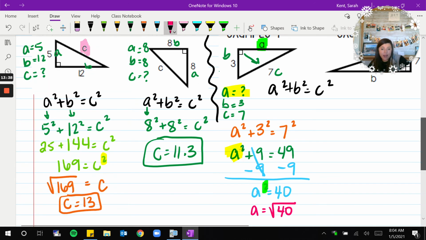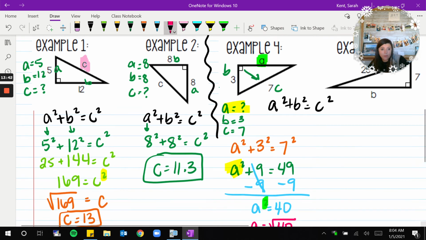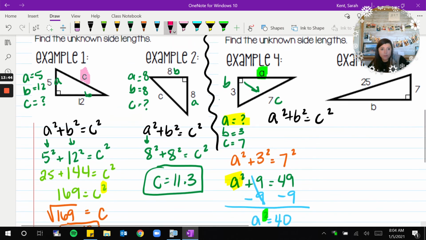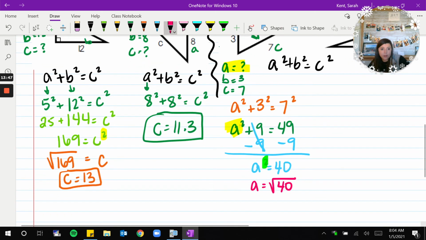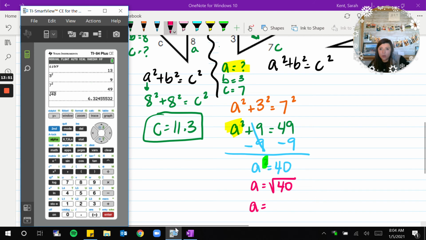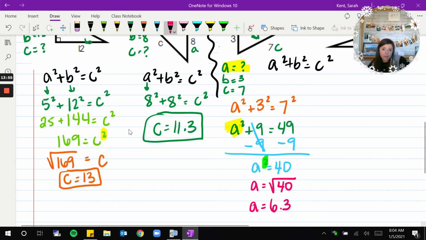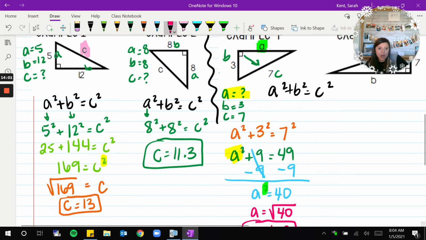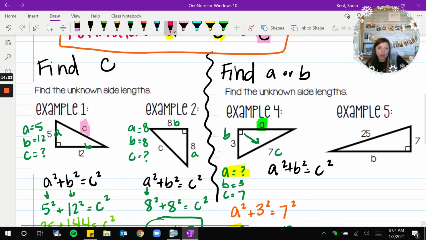So our side A, oh, there it goes. All right, side A is equal to 6.3. And that's our answer. All right, let's look at one more, and we'll look at it with the numeric solver this time.